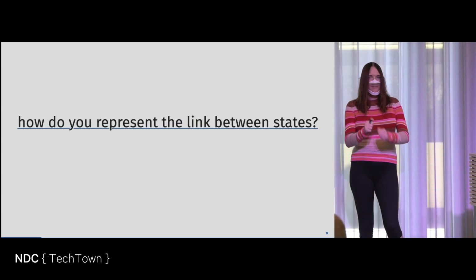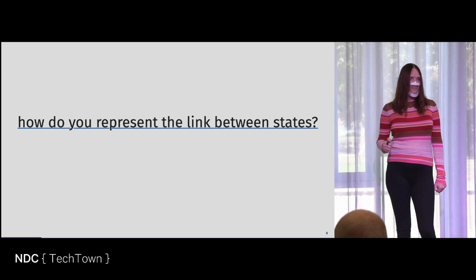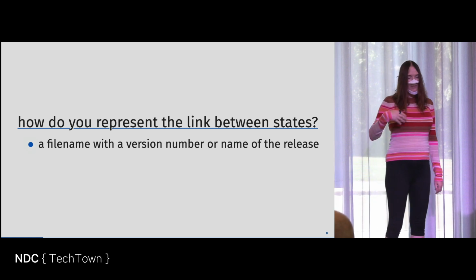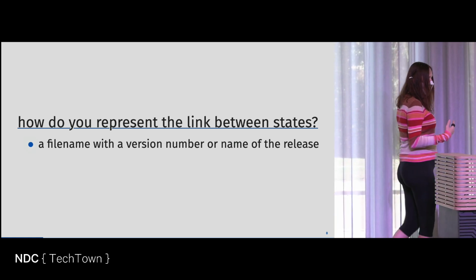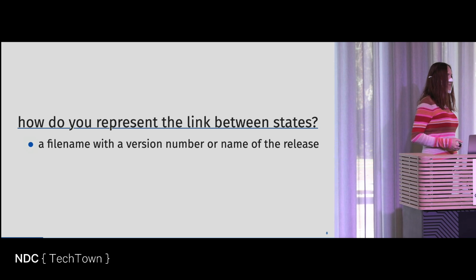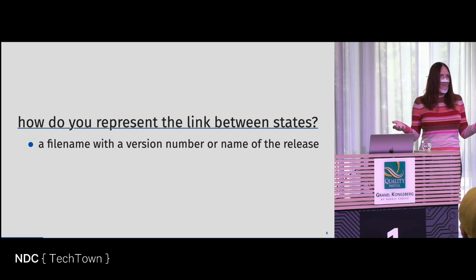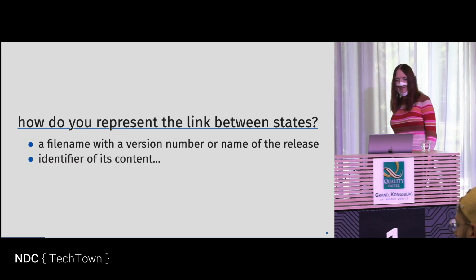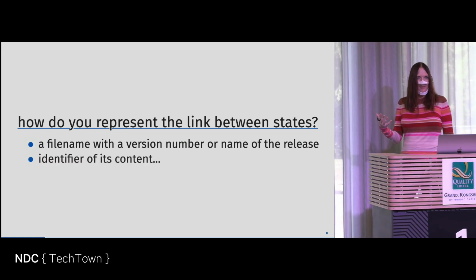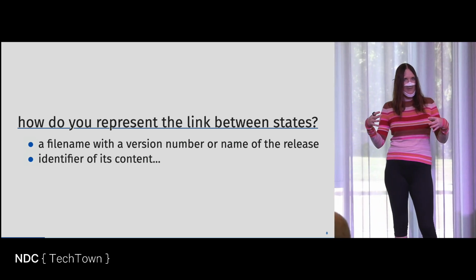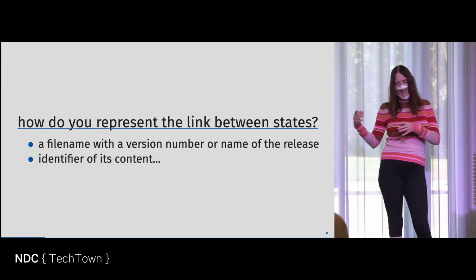Okay, how do you represent a link in the graph? It can be a file name. It can be a file name with a version number or the name of the release, like "this is the latest final" for Word documents, obviously. Or it can be an identifier of its content. That's much better. You can actually calculate a unique hash of the content and use it as a name.